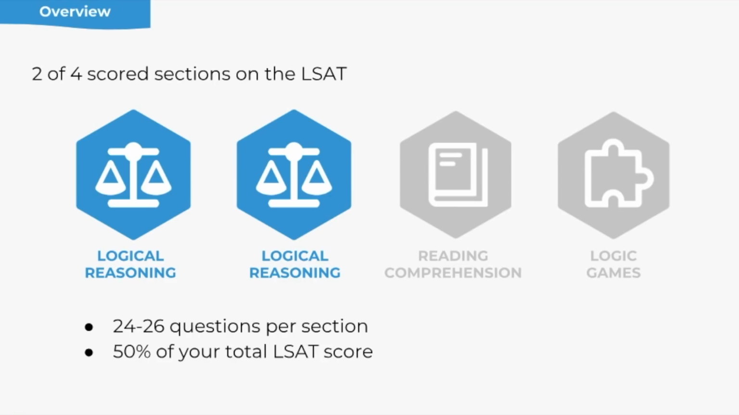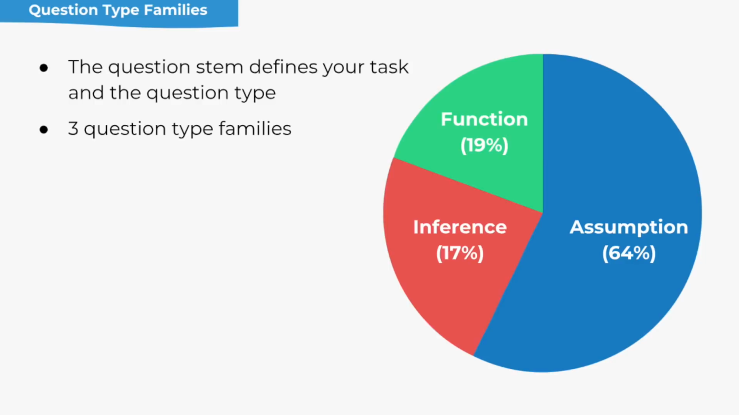So the logical reasoning section, remember, 2 of the 4 scored sections on the LSAT are logical reasoning. There are 24 to 26 questions in each of these sections with only 35 minutes, meaning you're not going to feel like you have enough time to complete them. But it's 50% of your total LSAT score. So any improvement you make in logical reasoning pays off twofold compared to either reading comprehension or logic games. It's a really important subject to conquer.